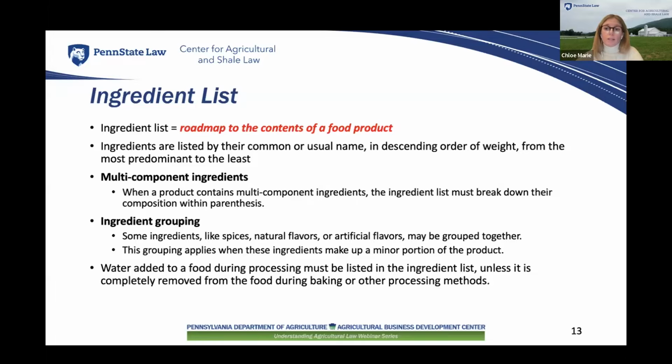Now, ingredients such as spices, natural flavors, or artificial flavors may be grouped together. They can be listed either by their common or usual name or collectively under the declarations spices, flavor, natural flavor, or artificial flavor. So for example, if a product contains a blend of spices, it may be listed as spices in the ingredient list. However, if a product primarily consists of spices, flavorings, or colors, then each ingredient must be listed by its common or usual name.